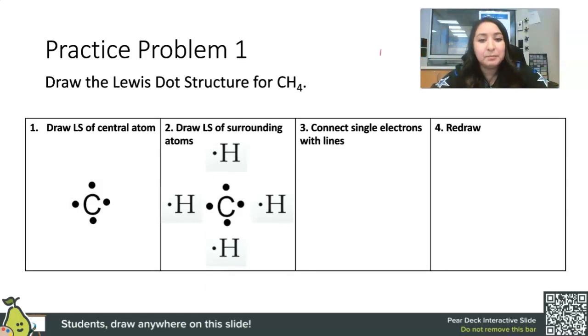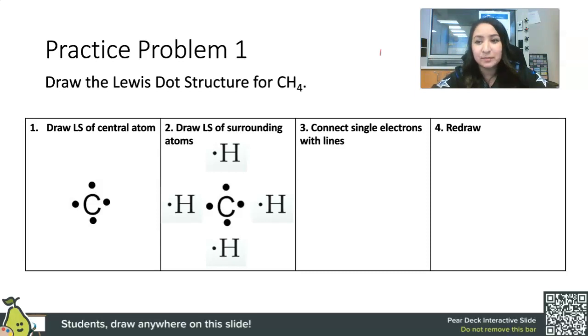Now, in a bit, you're going to pause. I want you guys to go ahead and do step number 3: connect the single electrons with lines. Notice that carbon has 4 single ones and each hydrogen has 1 single one. You're going to go ahead and bond them. Make a line. Go ahead and pause now.